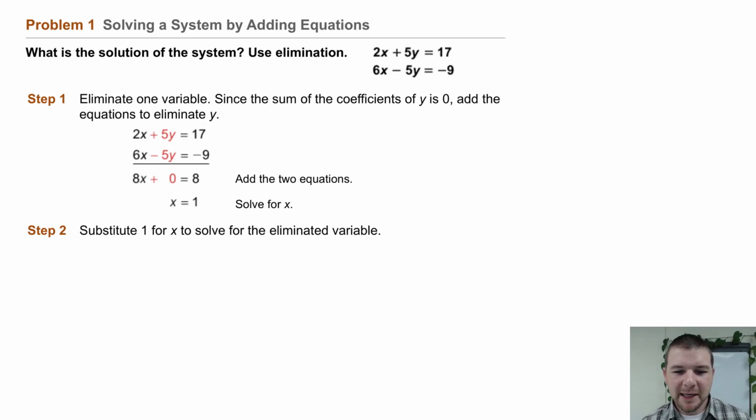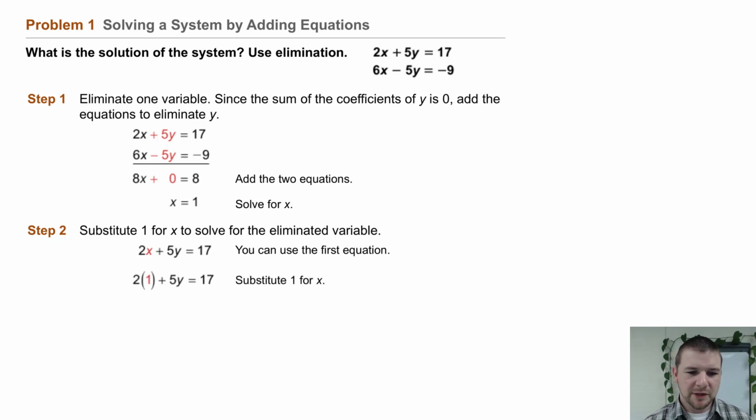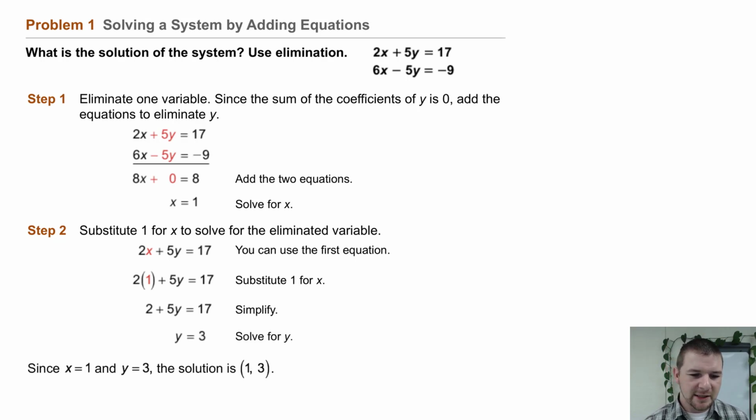Step 2, now that we know that x equals 1, we need to substitute 1 for x to solve for the eliminated variable. It's up to us which equation we'd like to plug 1 in, either the top or the bottom, whichever looks best or easiest to us. In this case, we're going to use the top equation, 2x plus 5y equals 17. So 2 times 1, the value we just found for x, plus 5y equals 17. Simplifying, solving for y, we find that y equals 3. Since x equals 1 and y equals 3, the solution is the point 1, 3.